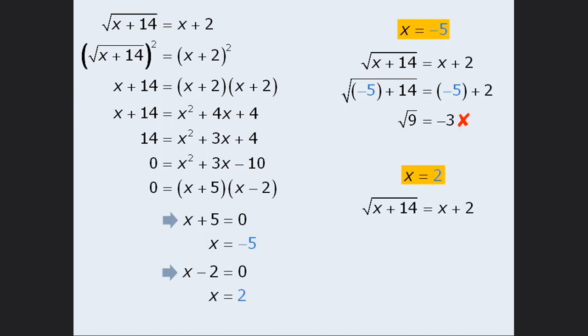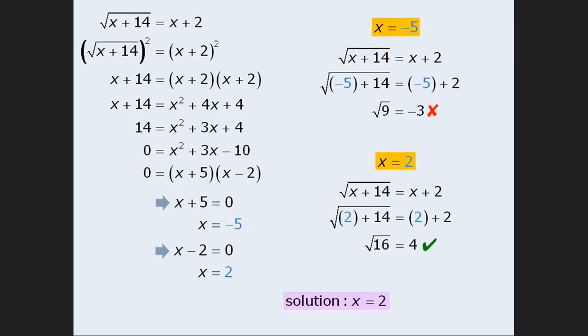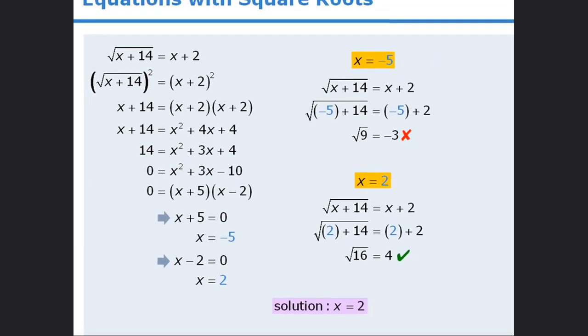Here, when we take the original equation and plug 2 in for x, we get root 16 is equal to 4. Since this solution does check out okay, we can see that this equation has only one root. The solution is x equals 2.